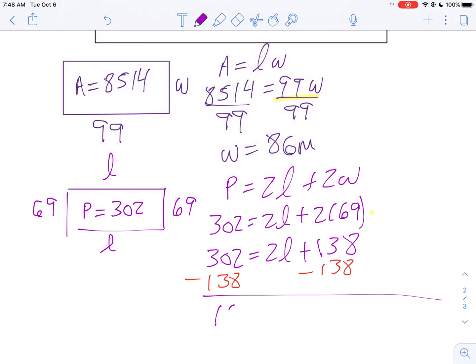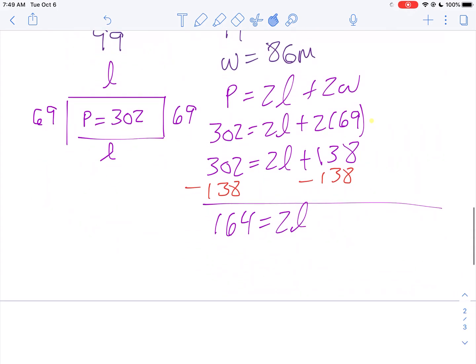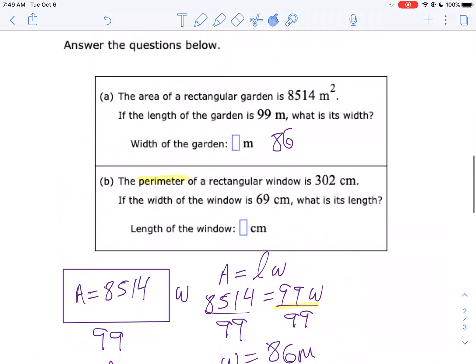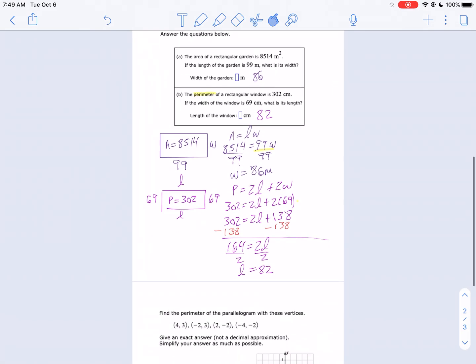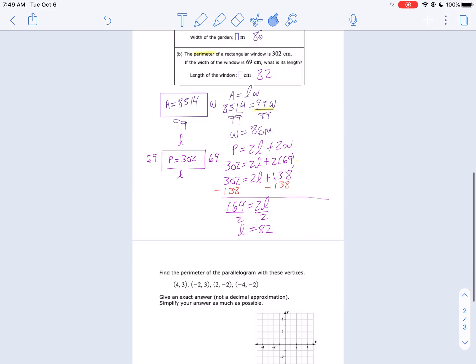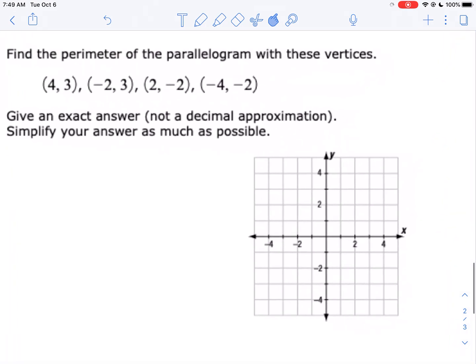So 164 equals 2 times L. Let's divide both sides by 2. And L would be 82. And the units in this one were centimeters, so 82 centimeters. Just remember to use the right formula. Okay, let's take a look at the last one.